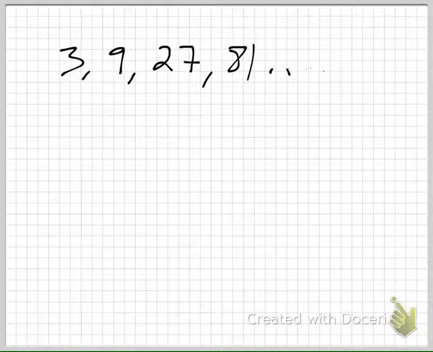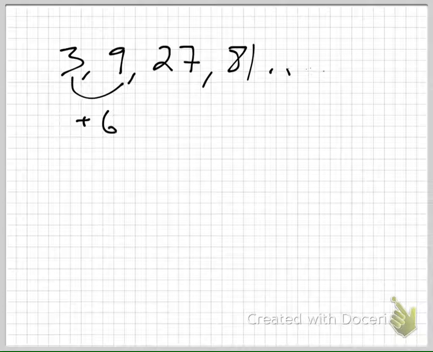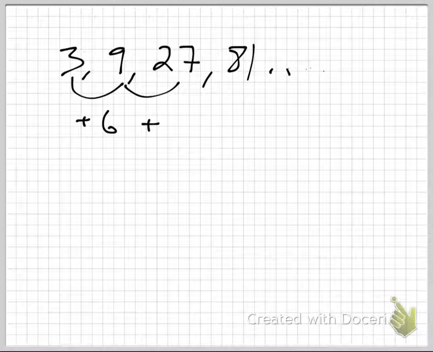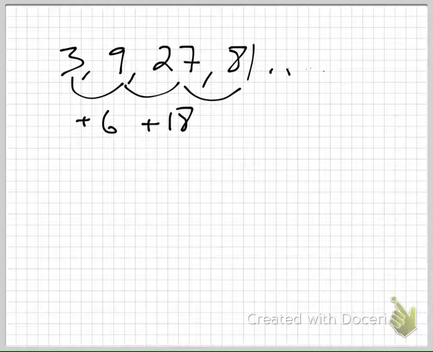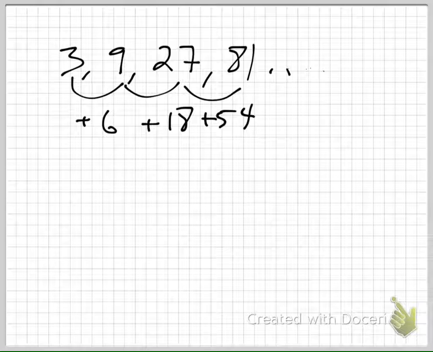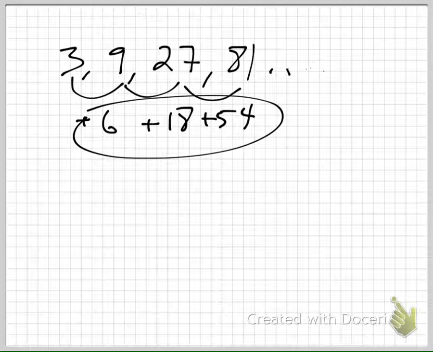Now, here's the deal. If we did this before, and I went like this, okay, this is plus 6. This is plus 18. This one is plus 54. And you go, wait a second, is this consistent? Not at all. So here's the very simple thing. When you're dealing with addition, if it's not consistent, then all this tells you is that it's not arithmetic. It's no big deal. It could be something else.